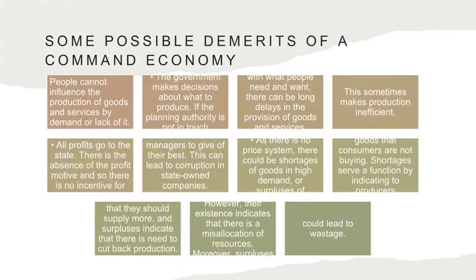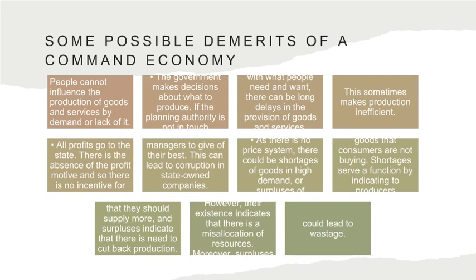Some possible demerits of a command economy are: 1. People cannot influence the production of goods and services by demand or lack of it. 2. The government makes decisions about what to produce. If the planning authority is not in touch with what people need and want, there can be long delays in the provision of goods and services. This sometimes makes production inefficient. 3. All profits go to the state. There is the absence of the profit motive, and so there is no incentive for managers to give of their best. This can lead to corruption in state-owned companies.